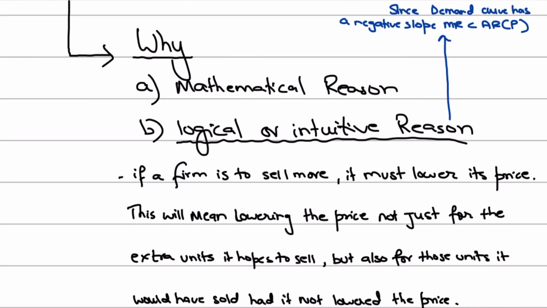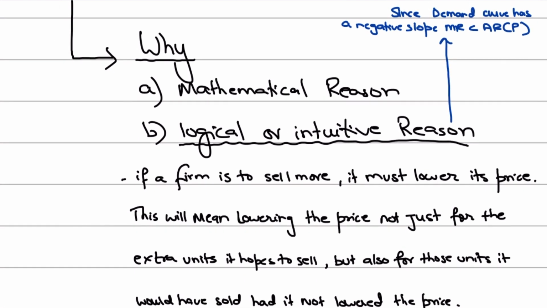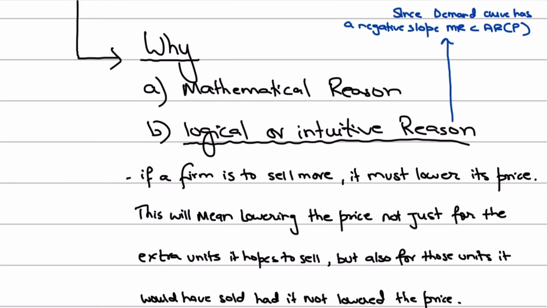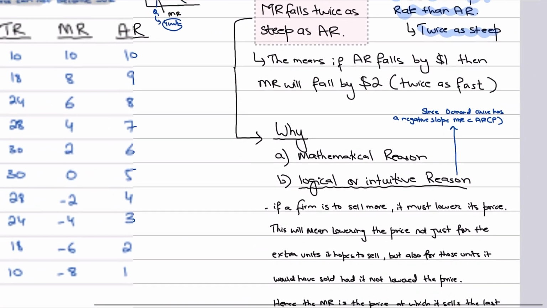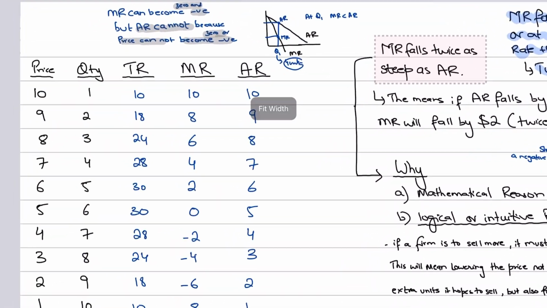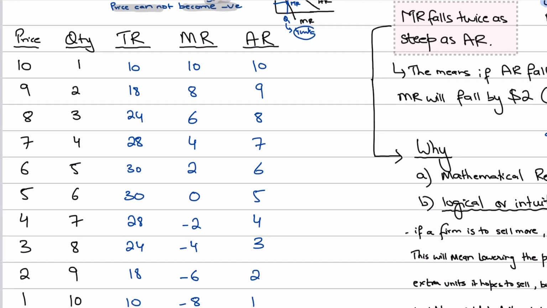Right? But we could still live without knowing the mathematical reason, so it's cool, we're cool. However, there is a logical or intuitive reason attached to it, and I'll explain that in this video. But before that, let's see whether MR is falling two times faster than average revenue or not.